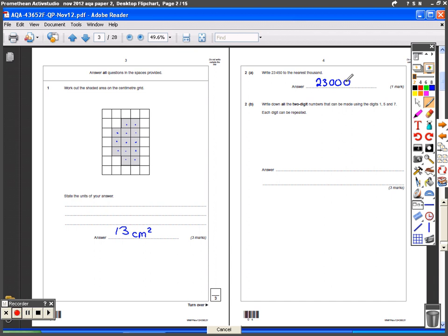Next one says write down all the 2-digit numbers that can be made using the digits 1, 5 and 7. Each digit can be repeated, so we can have the number 11 if it can be repeated, 15, 17, 51, 55 and 57, and then 71, 75 and last 77.